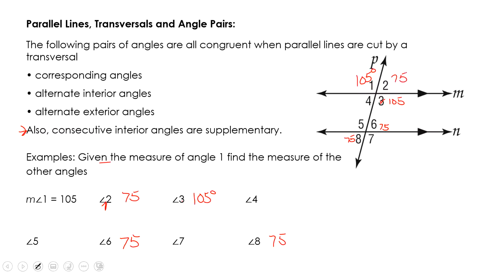And then I can go back now. Angle 4 is a vertical angle to angle 2. So that makes angle 4 75 degrees. 4 and 5 are consecutive interior angles. They're supplementary, makes angle 5 105 degrees. Angle 7 is the vertical angle of 5, makes angle 7 105 degrees. That makes sense to everyone. That's how you piece together and try to figure it out.